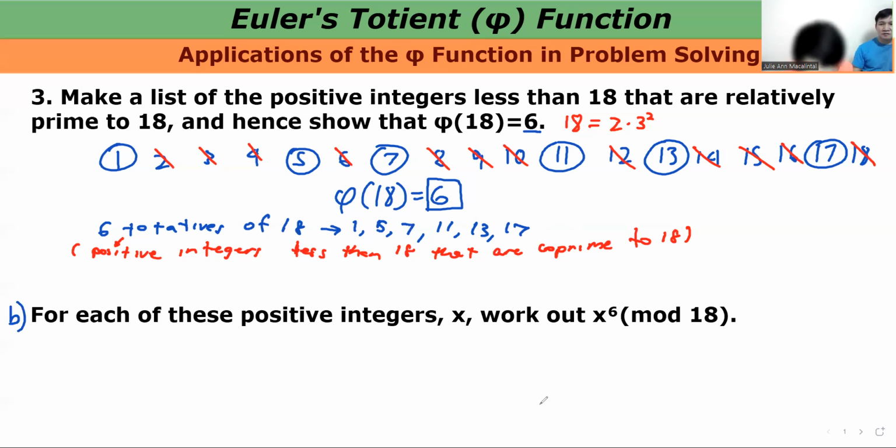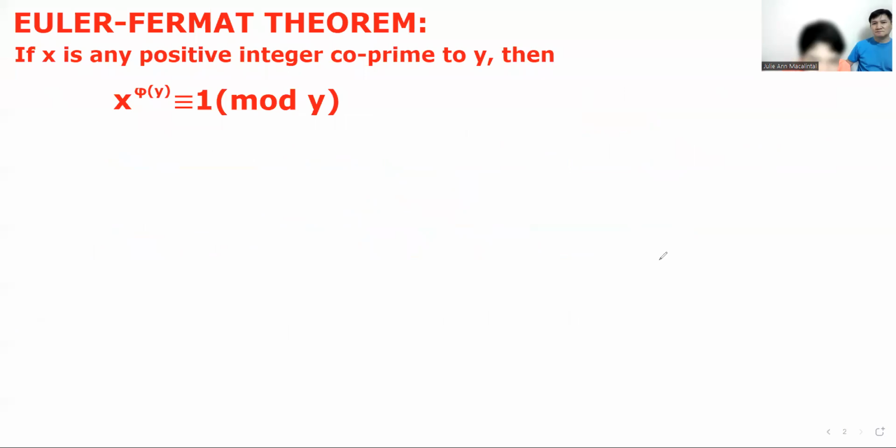Can you go to the next page? We will apply the Euler-Fermat theorem, which states what? If x is any positive integer co-prime to y, then x raised to the phi function of y is equivalent to 1 modulo y.